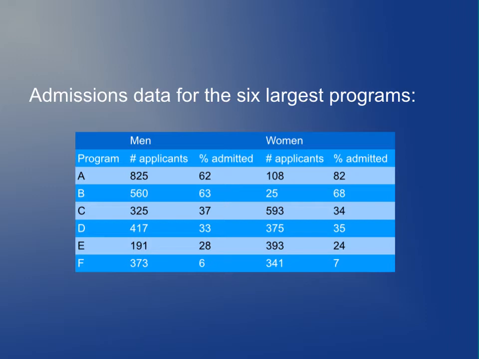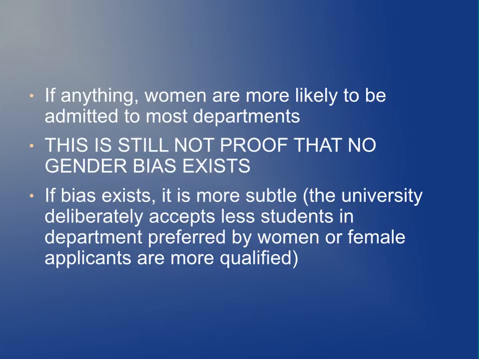Like Departments C and E, you have significantly more women applying than men, and the admission rates in these departments are much lower. So it appears the difficulty of getting into a certain department is a confounding variable, and once you adjust for that, if anything, women are more likely to be admitted to most departments than men.